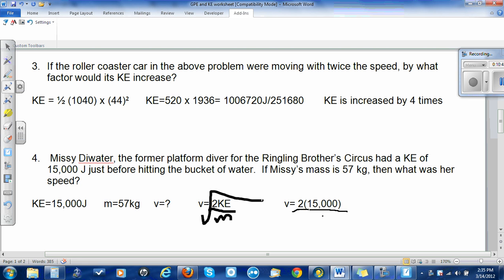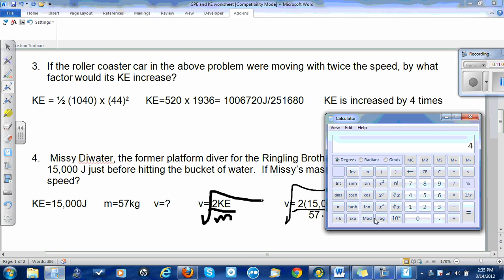Two over 15,000 divided by 57, and then once again, the square root of that. Okay. So the way I approach this is I'm going to do the inside and then take the square root of it first. So pulling up my calculator again.